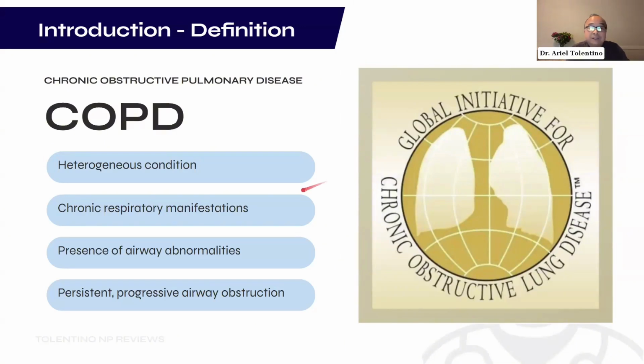The GOLD guidelines define COPD as a heterogeneous condition, meaning to say there's multifactorial causality and multiple factors contribute to its disease progression. COPD is always a chronic respiratory condition with chronic respiratory manifestations. There's a presence of airway abnormalities. It is persistent, and it is a progressive airway obstruction problem.